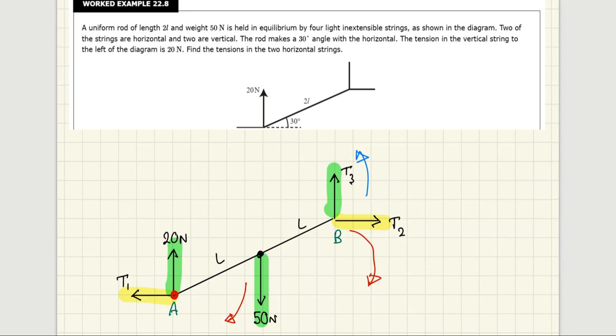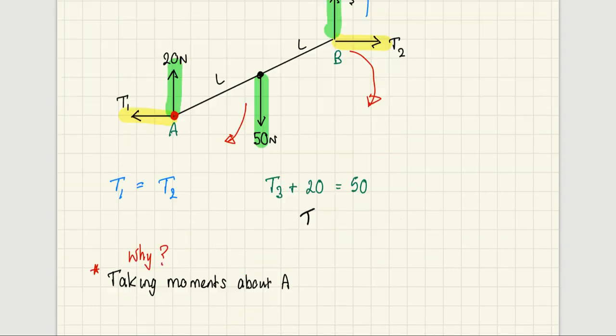Okay. So I've already labelled up my diagram. I'll let you draw yours and label it up, and then we can think about what we do next. But we can now say that T3 must be 30 newtons. That's why we're asked to find T1 and T2, because T3 was too easy. All right, now to start this problem off, we're taking moments about A.